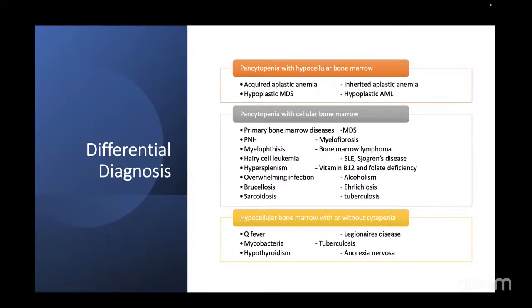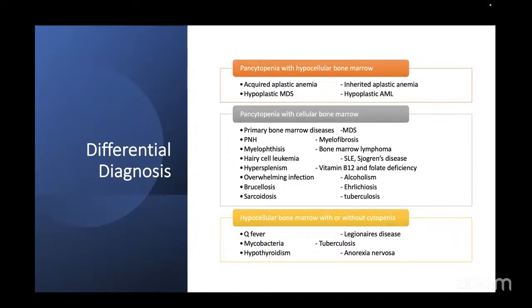diagnosis. So, pancytopenia with hypocellular bone marrow is predominantly seen in acquired aplastic anemia, hypoplastic MDS, inherited aplastic anemia, and hypoplastic AML. Pancytopenia with cellular bone marrow can be seen in PNH, MDS, myelofibrosis, bone marrow lymphomas, megaloblastic deficiencies, brucellosis, sarcoidosis, hypersplenism.